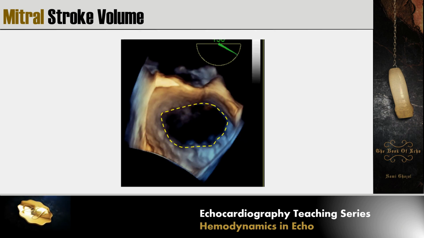For more accurate measurement of mitral annular area, we can utilize 3D, particularly if we are doing a transesophageal echo. So instead of assuming a circular shape of the mitral annular area, we can just utilize 3D and trace it and get the exact area here. Mitral stroke volume is not routinely measured in every echocardiography study, but it is very helpful in valvular pathology quantification.